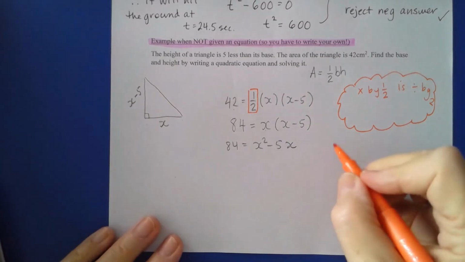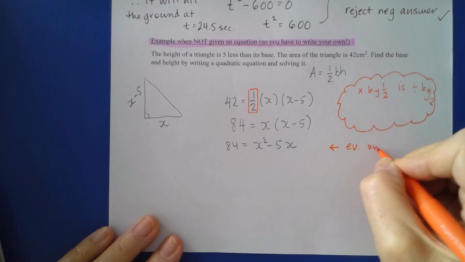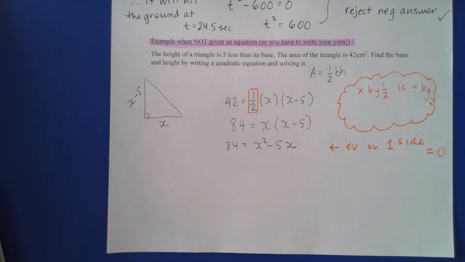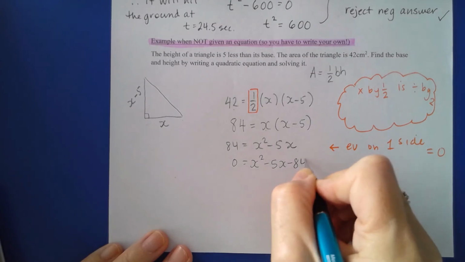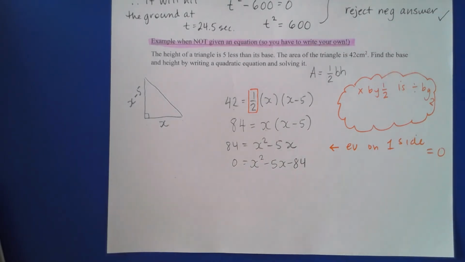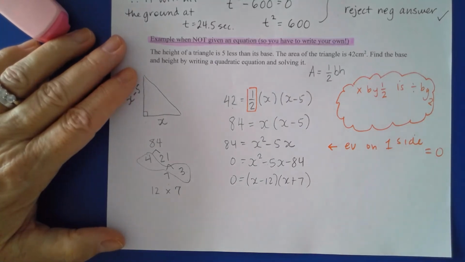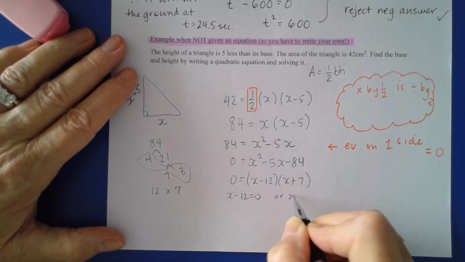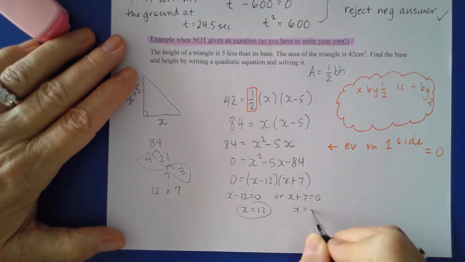Yay! Everything on one side equal to 0. Cool. That's great. When we're doing quadratics, everything on one side equal to 0. Love it. Now, I can factorize, or I can use the quadratic formula. Doesn't matter. You either use this or use the quadratic formula, and you get x minus 12 equals 0, or x plus 7 equals 0, and you get x equals 12, or x equals negative 7.